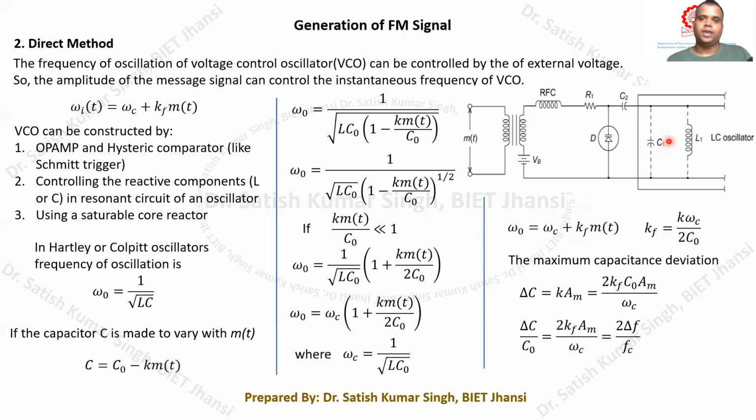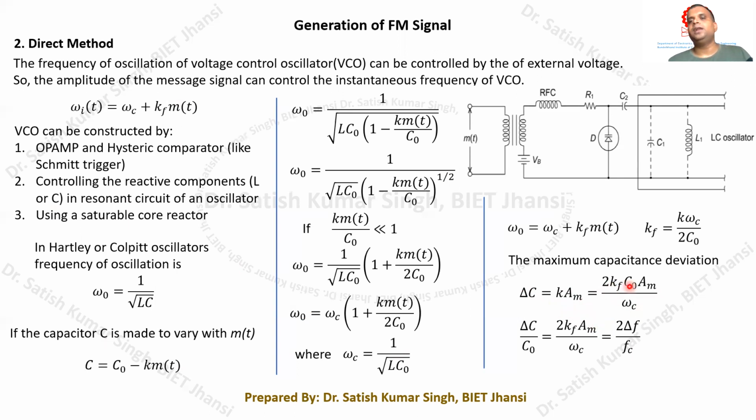voltage controlled oscillator. Here we can also calculate the maximum capacitance deviation. Obviously, that will depend on the maximum value of our message signal. Whenever the message signal equals am, this k multiplied with am will give you the expression 2 kf c naught am by omega c. So that deviation can also be calculated.